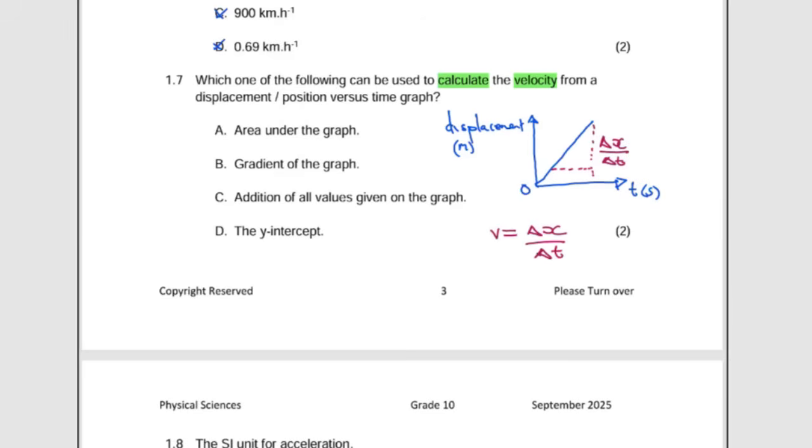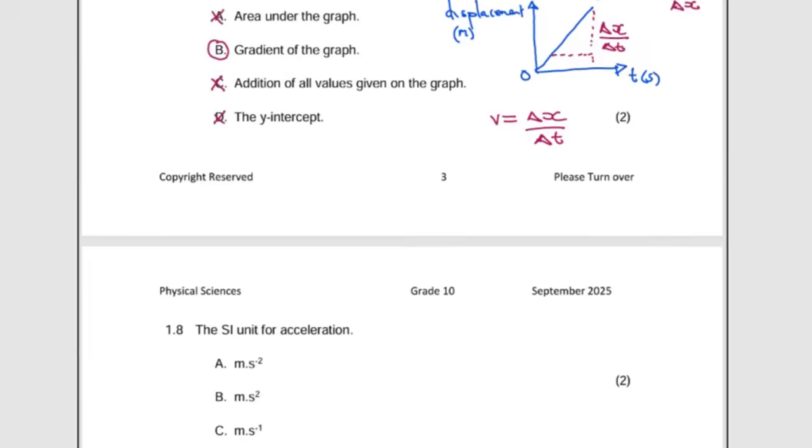So according to that, we are using the gradient. From math, the gradient, remember, is equivalent to change in y all over change in x. So in this case, your y represents your displacement, which is your vertical axis, and your change in time is on the x-axis. Therefore, the gradient of the line is going to give us a value for velocity. So for area under the graph, this one is incorrect, and this one is incorrect also, and that option is also incorrect. So that's our multiple choice questions.